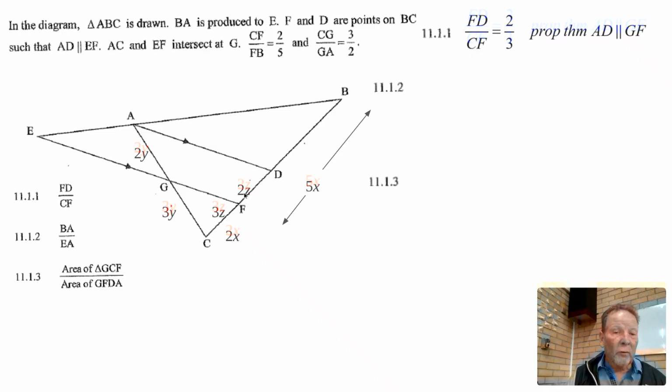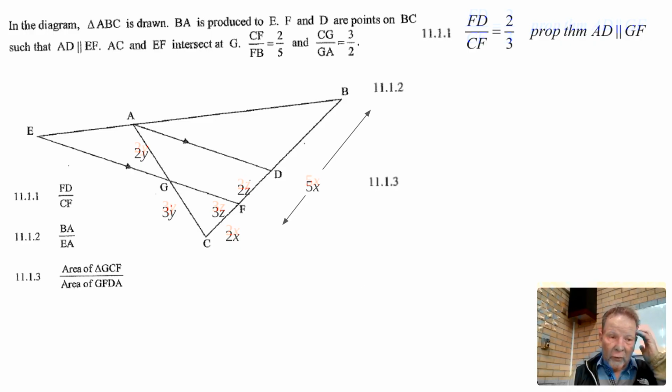But I call it 2z and 3z because I also don't know how big they are, but I know the ratio has to be 2 to 3. So FD to CF is 2 to 3. The proportionality theorem allows me to do it because AD is parallel to GF. Well, there's the first question done.